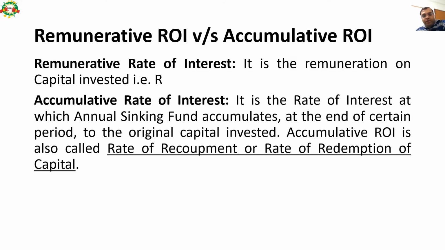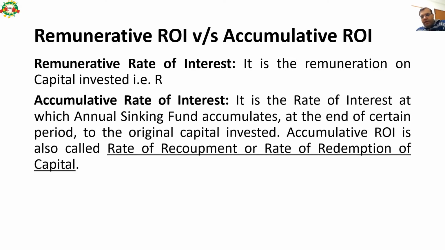Accumulative ROI or interest is the rate of interest at which the annual sinking fund accumulates, at the end of a certain period, to the original capital invested. Accumulated ROI is also called the rate of recoupment or rate of redemption of capital. Sinking fund and annual sinking fund we have already discussed in our previous sessions. If you're not clear about this concept, please go through those sessions on valuation of real estate. I think sessions 4 and 5 discussed this concept, right?